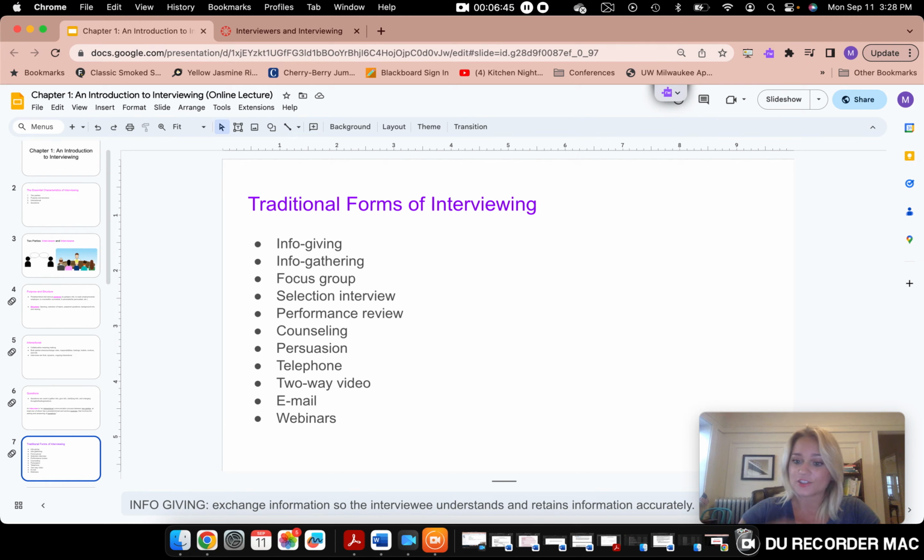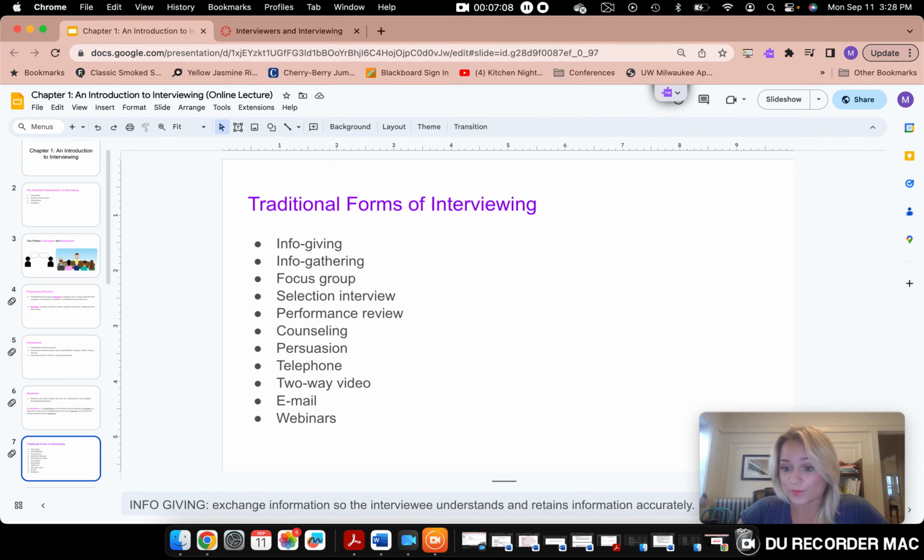Then there's information gathering. That is actually an interview that we all are going to be doing as a class. You have an information gathering interview in the middle of the semester, and the purpose of that is to obtain information from your interviewee. This is most common in news interviews, police interviews, things of that nature, where you are trying to collect information from your interviewee.